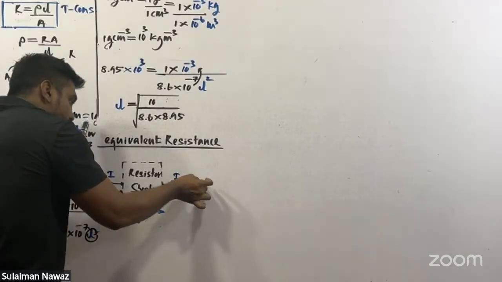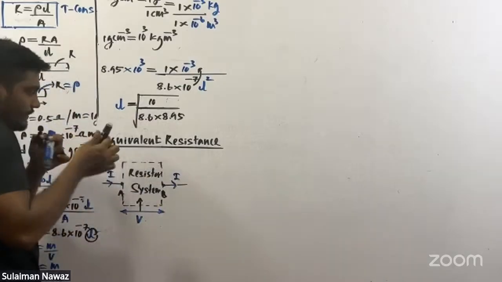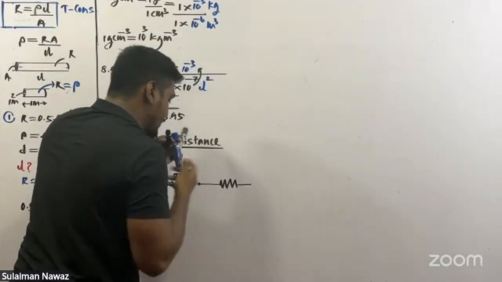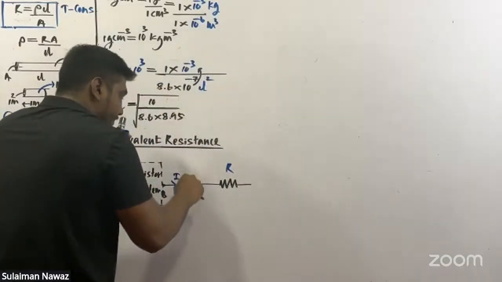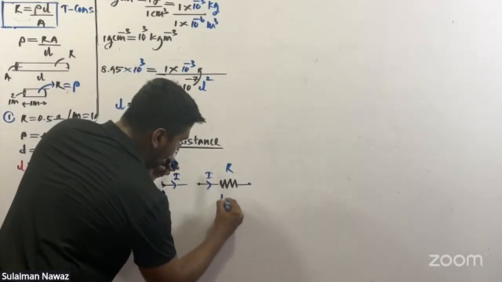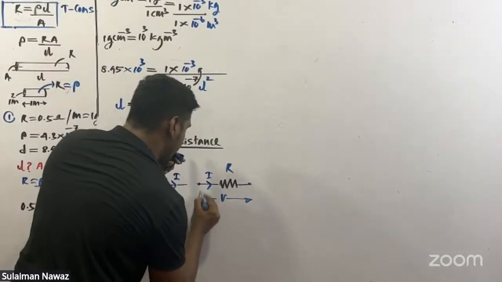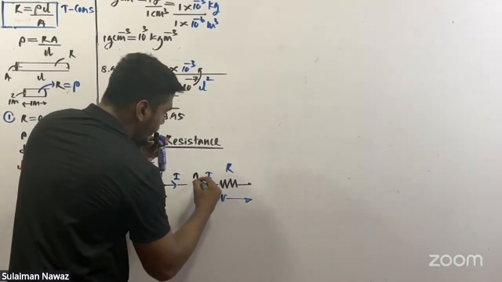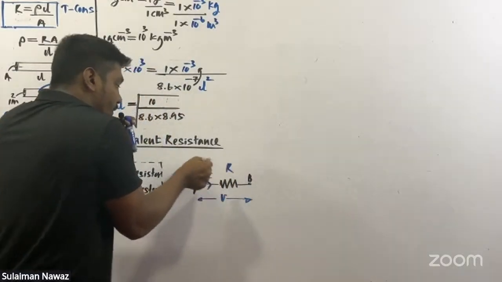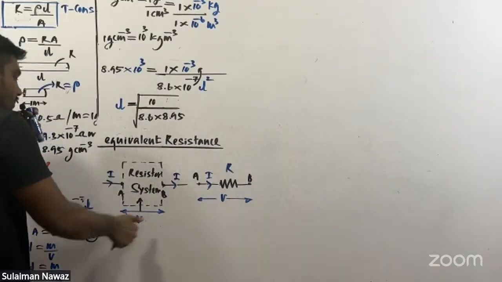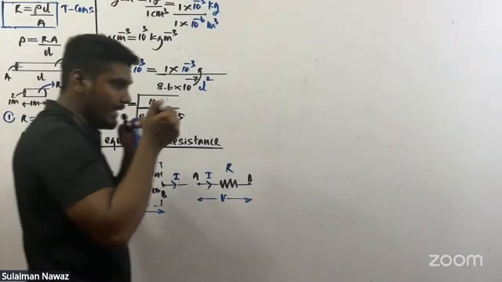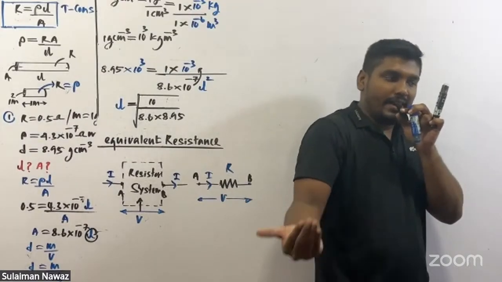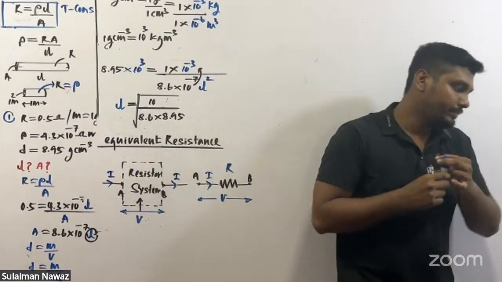If a single resistor can produce the same current I and the same potential difference between the A and B terminals, if there is any resistance which can produce the same result, then we call this resistance the equivalent resistance of this resistor system. Whatever the result given by a resistor system, if a single resistor can give the same result, then we can call it an equivalent resistor. That idea is clear, right?